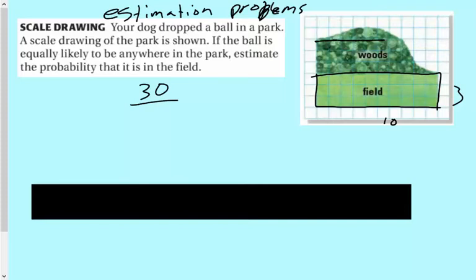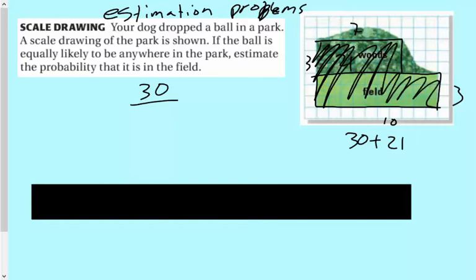And what I can do here is this part of the woods. There's 1, 2, 3, 4, 5, 6, or 7. So there's 7 by 3. So that's 21. So I have 30 plus 21. That's all of this here. I have a box there, plus 1, that's that there.